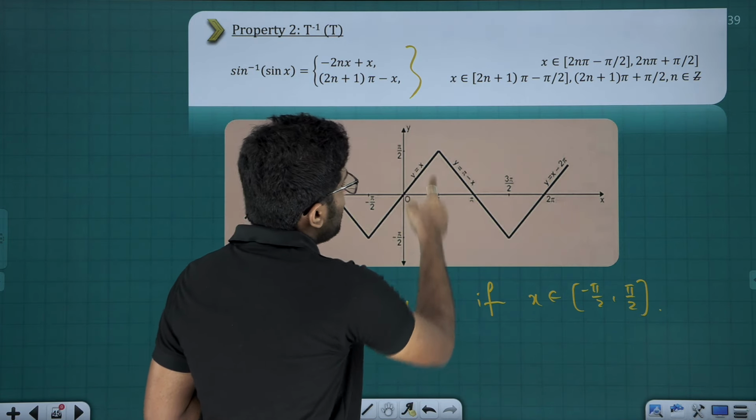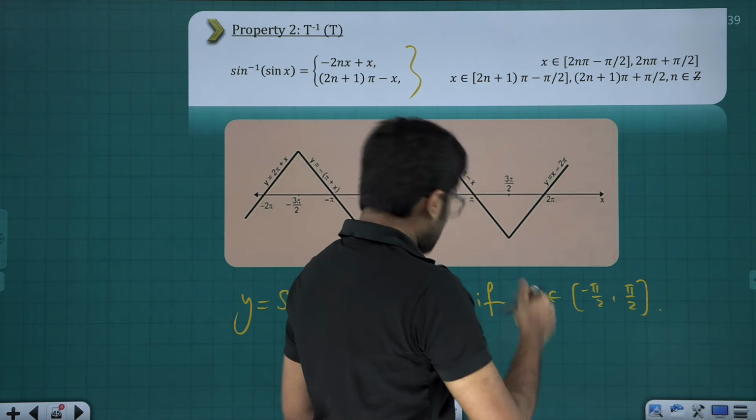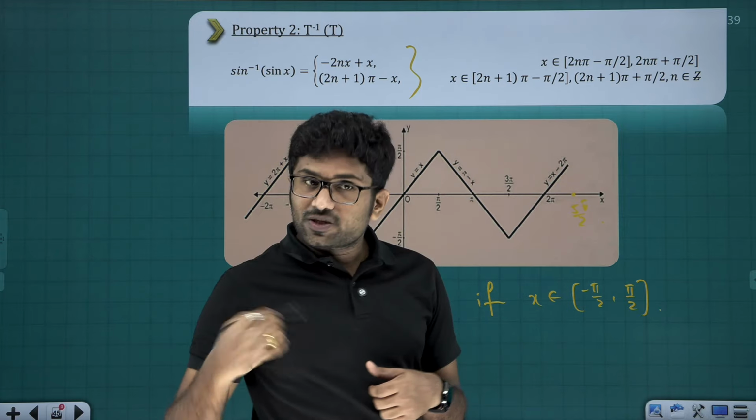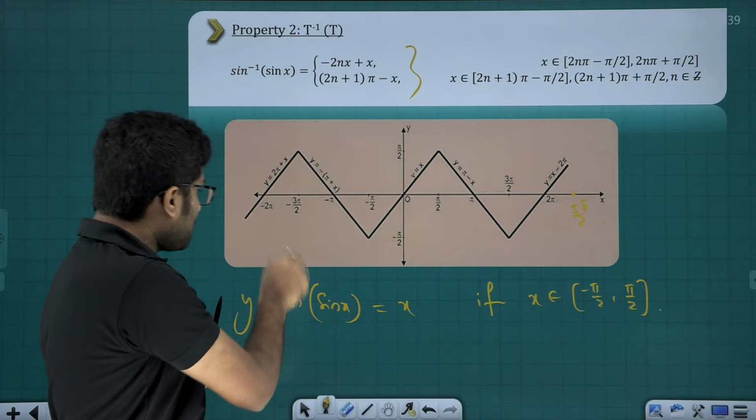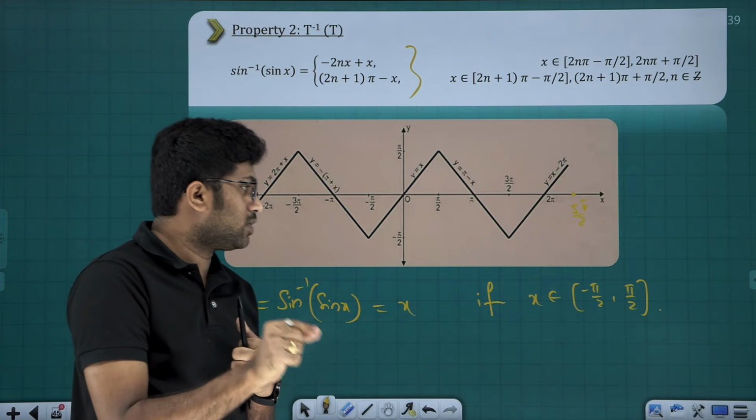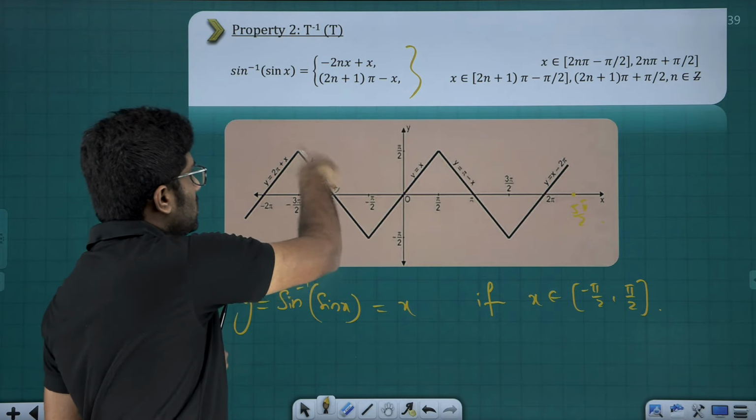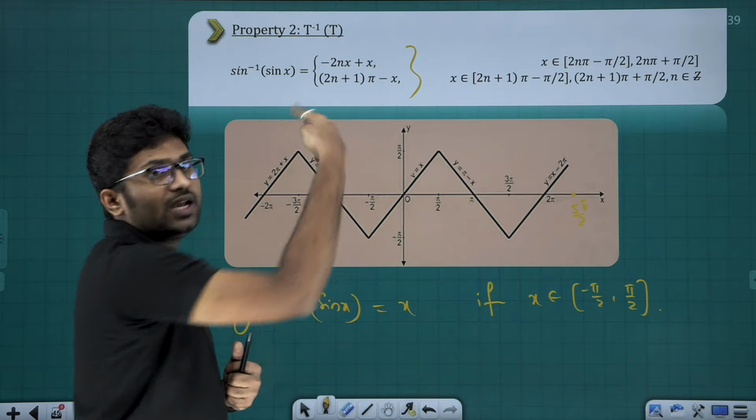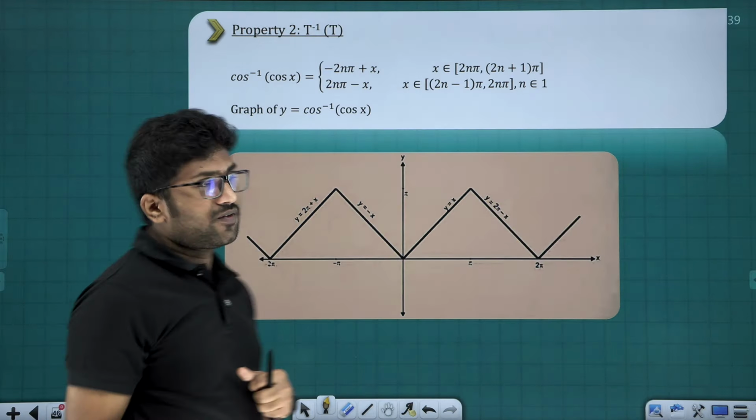If it is from pi by 2 to 3 pi by 2, it is pi minus x. 3 pi by 2 to 5 pi by 2, it is x minus 2 pi. So by using the inverse of the function property, this particular function sine inverse of sine x will be x only if x belongs to closed minus pi by 2 to pi by 2. If x does not belong to that region, then by using this graph or even by using this particular formula, we get the input. Next, cos inverse of cos x.